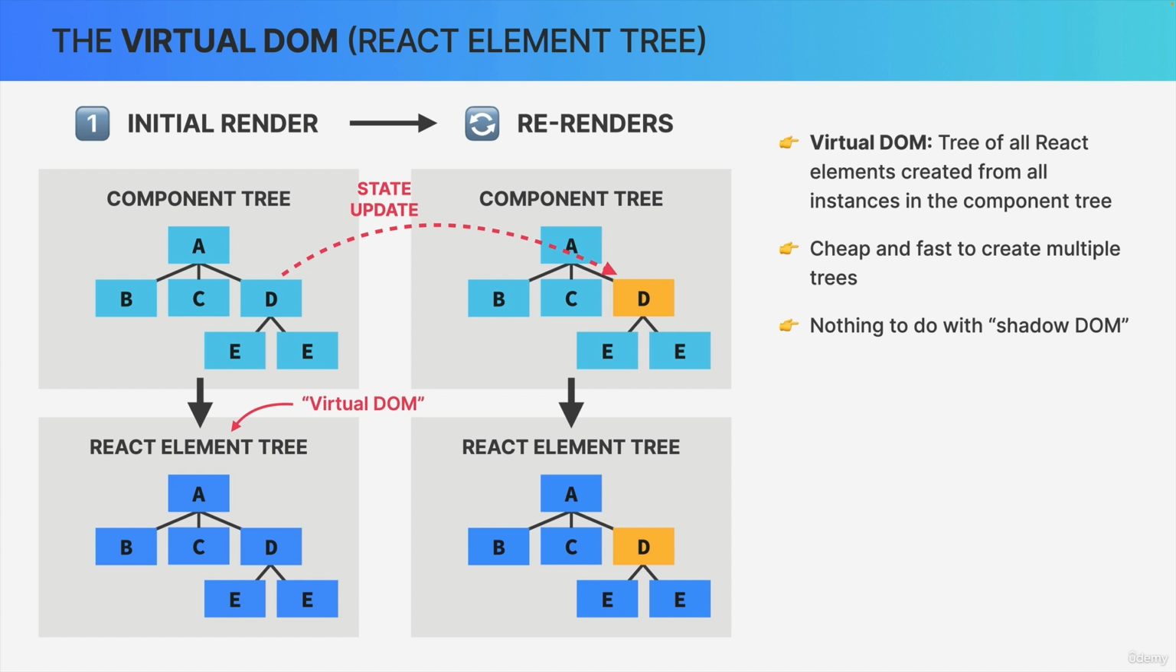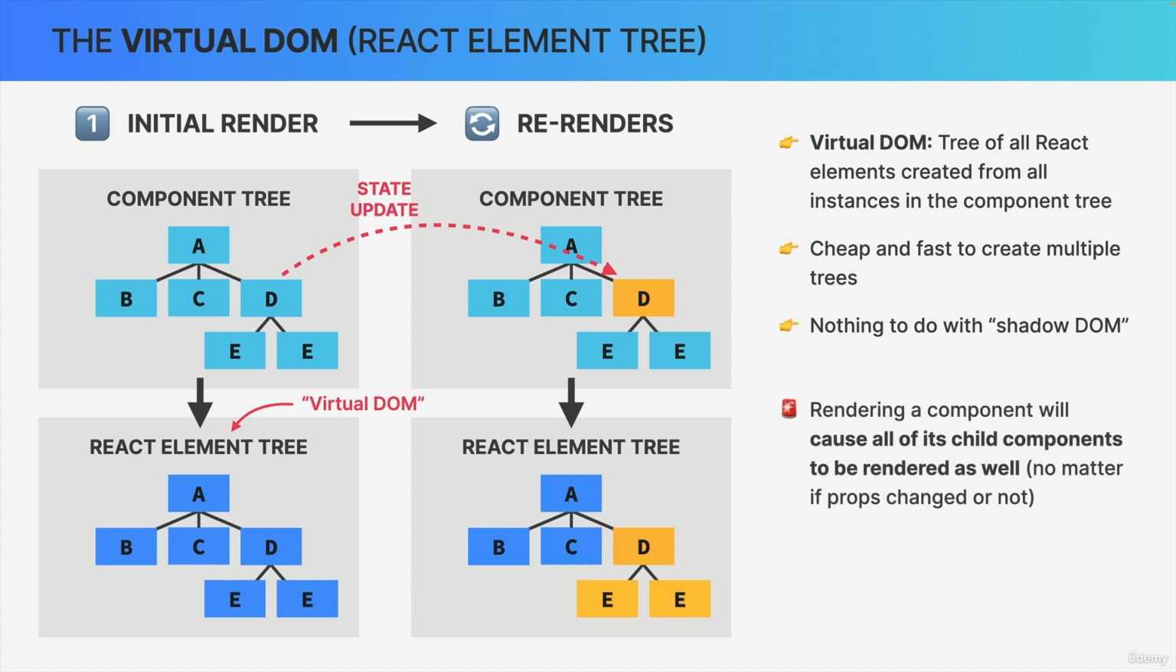But now comes the very important part, which is this. Whenever React renders a component, that render will cause all of its child components to be rendered as well. And that happens no matter if the props that we pass down have changed or not. So, again, if the updated component returns one or more other components, those nested components will be re-rendered as well, all the way down the component tree. This means that if you update the highest component in a component tree, in this example component A, then the entire application will actually be re-rendered.